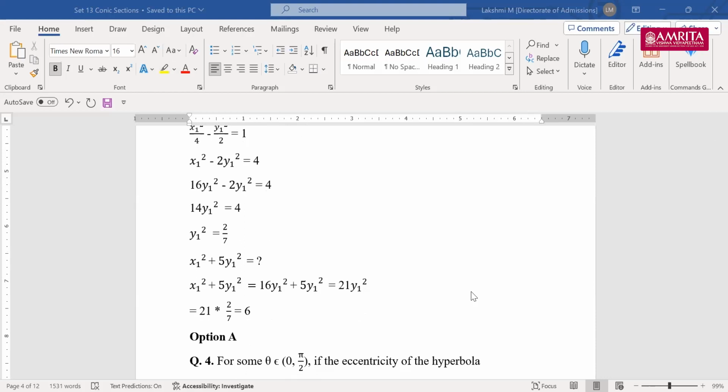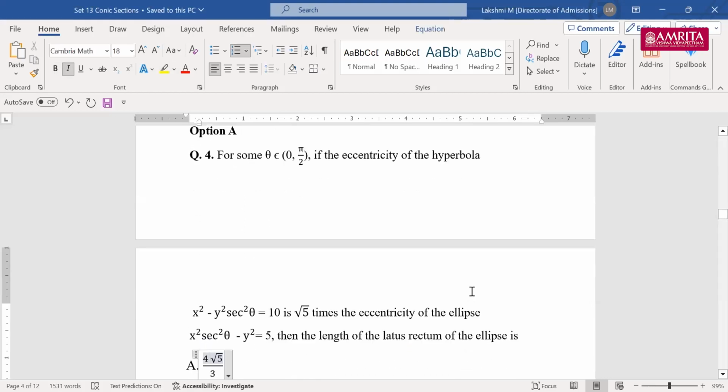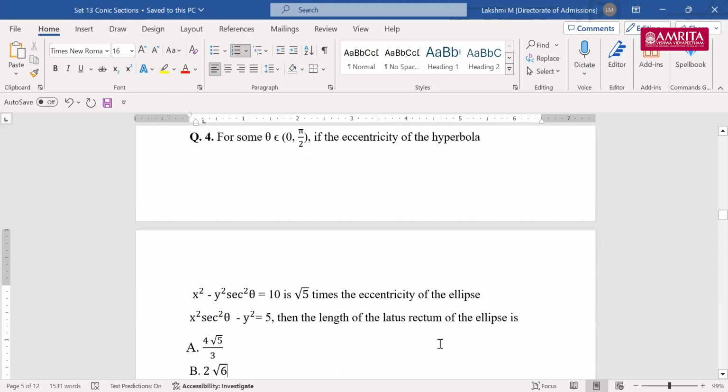Now, another question is a very simple question, which comes under the easy or moderate category during examination. The basic part is, for some theta belonging to (0, pi by 2), the eccentricity of the hyperbola x square minus y square sec square theta equal to 10 is root 15 times the eccentricity of the ellipse. The equations of the hyperbola and ellipse are given. You have to find the length of the latus rectum of the ellipse.